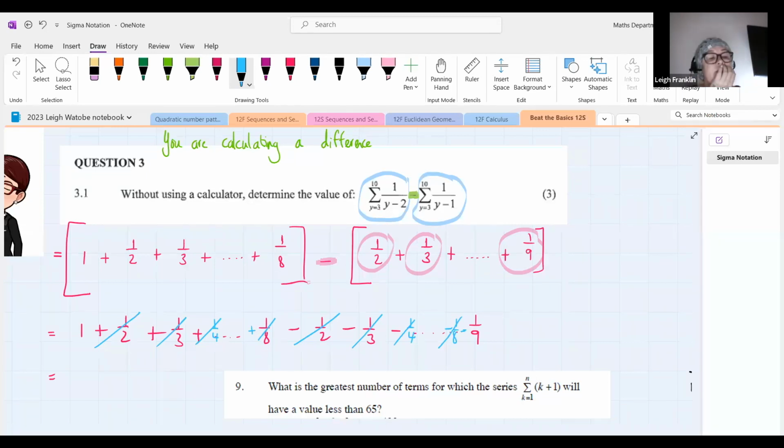So what is left over? 1 minus 1/9. All the other terms add up to 0. And therefore, we would end up with a final answer of 8/9.